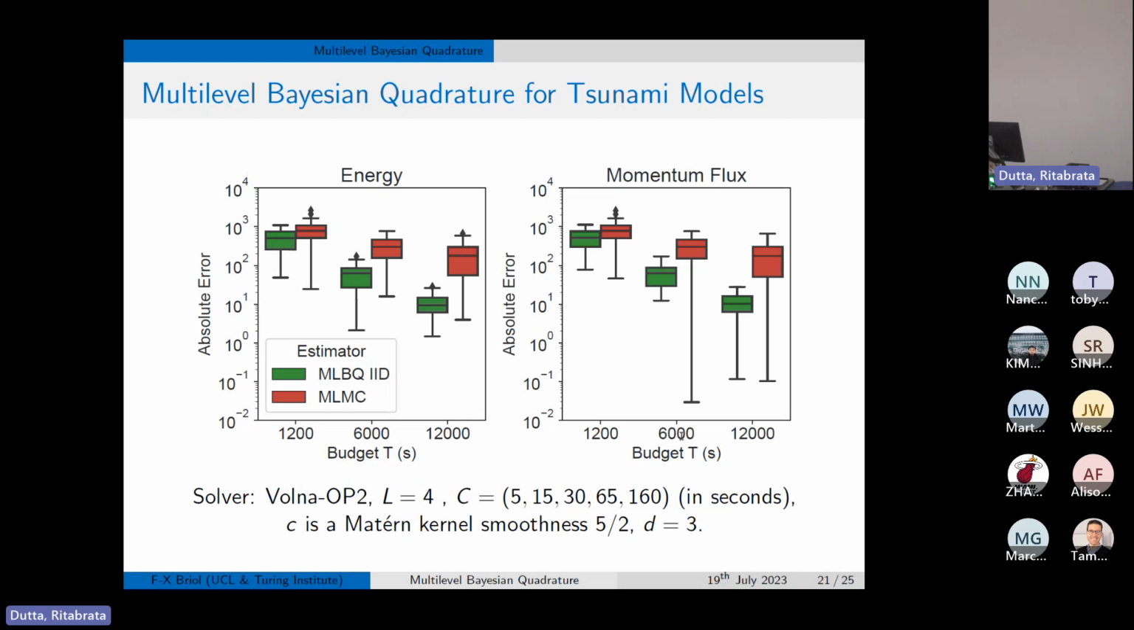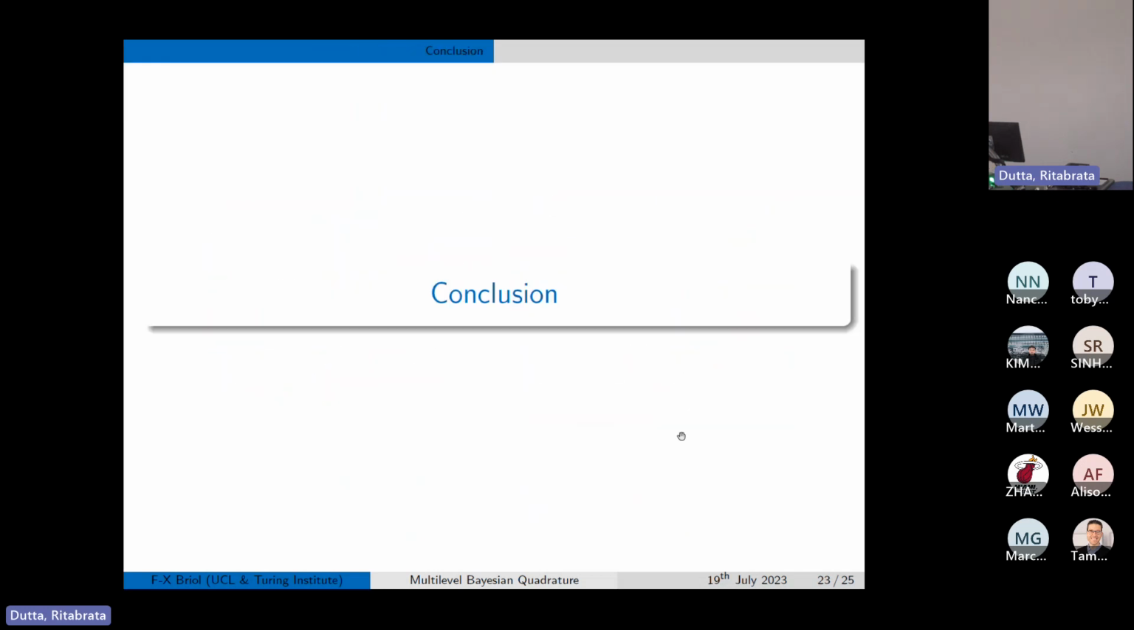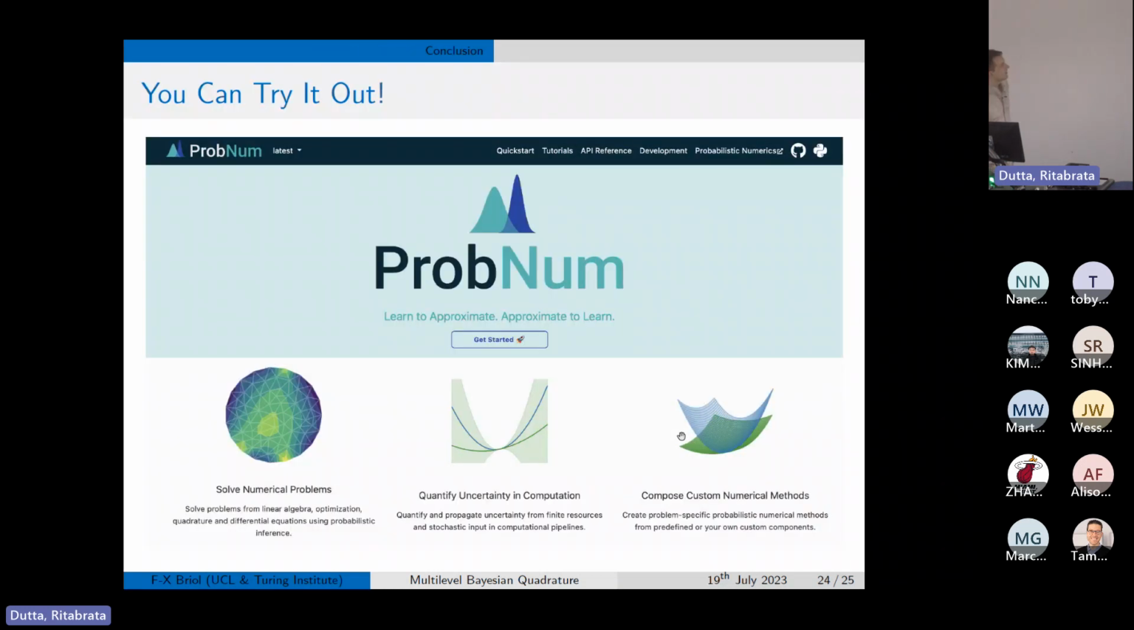So that's it. I guess I've exceeded my time. One thing to say is that the methods are evaluated in Problem, which Marvin is one of the lead authors of. It's a Python library to implement these sorts of Bayesian numerical methods.